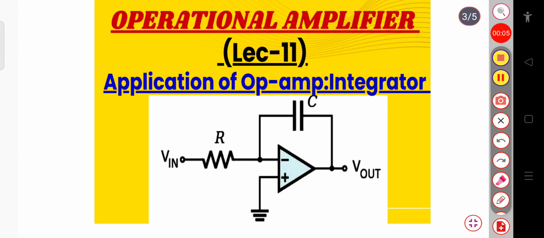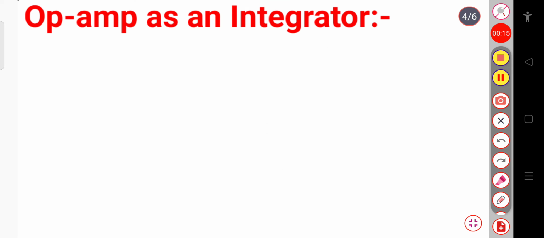So here we are continuing our lecture with the application of the op-amp. So in this part we will see how this op-amp will behave like an integrator circuit. Now let us draw first the operational amplifier, that is the op-amp.